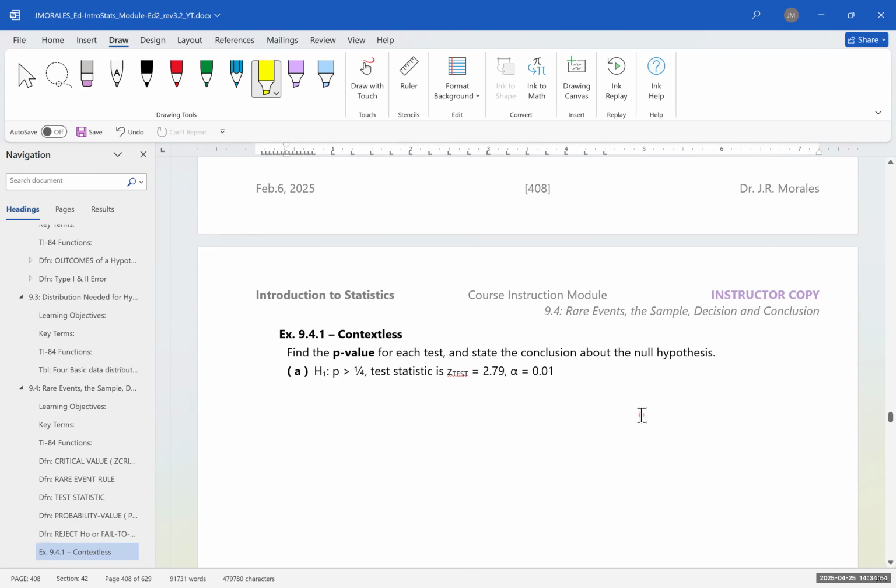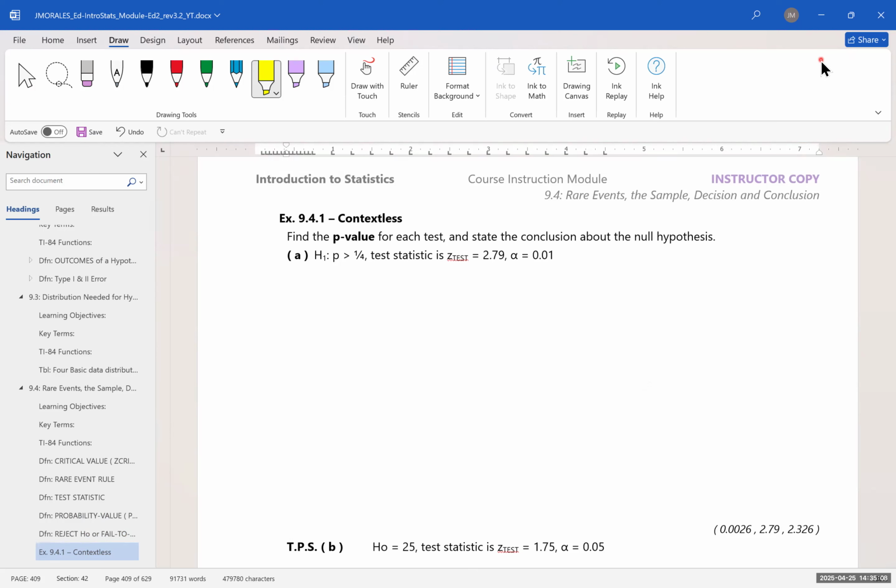Okay, so let's take this idea, and I've talked a lot about it, but it's always best to see it from scratch as an example. So let's look at an example now. Next will be a think, pair, share, but let's do an example now. This says, find the p-value for each test and state the conclusion about the null hypothesis. So it says H1 colon P greater than 1/4. Test statistic is Z-test 2.79. Alpha equals 0.01.